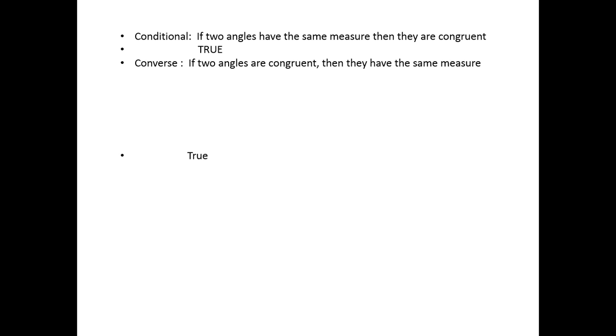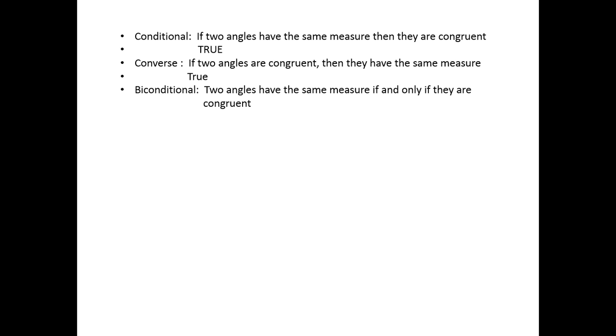Let's try another one. Conditional statement: if two angles have the same measure, they are congruent. This conditional is true. What is the converse? If two angles are congruent, then they have the same measure. This is true. Both conditional and converse are true, therefore it can be written as a biconditional: two angles have the same measure if and only if they are congruent. We could also justifiably say two angles are congruent if and only if they have the same measure.